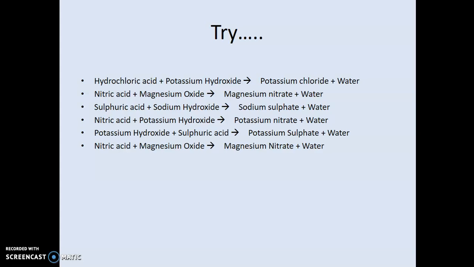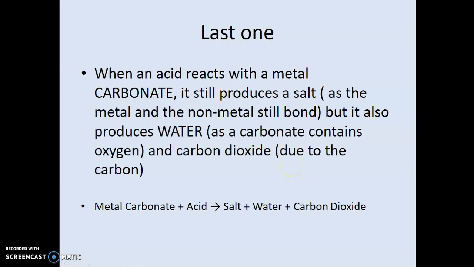This is an easy 2 marks if it comes up in an assessment or an exam. I would imagine they probably give you water already because that's such an easy one. If it is an oxide or a hydroxide of a metal reacting with an acid, it will always produce water. Now the last one you need to know about is the reaction of a metal carbonate with an acid.